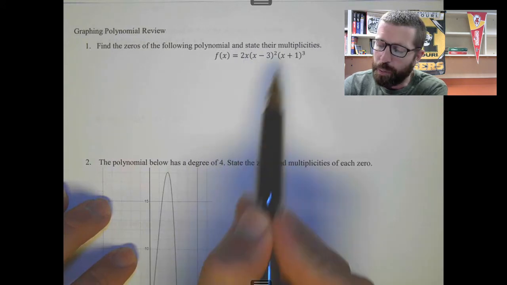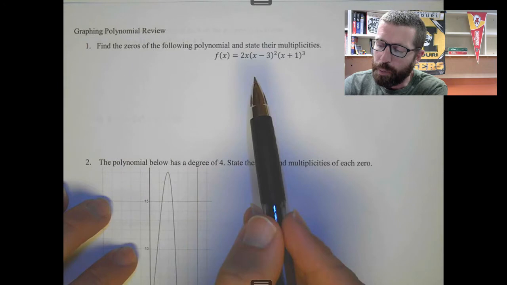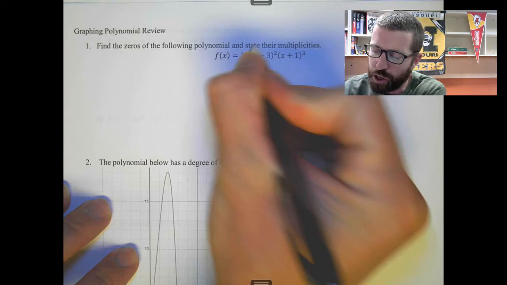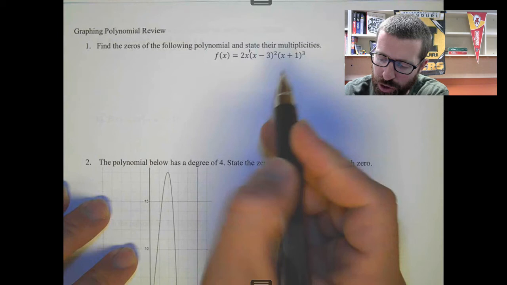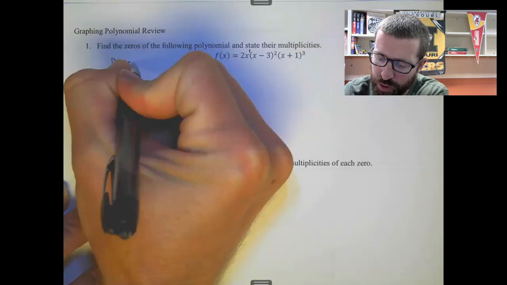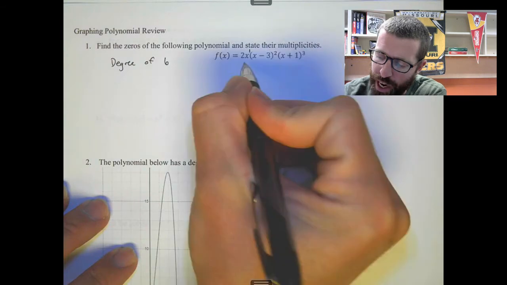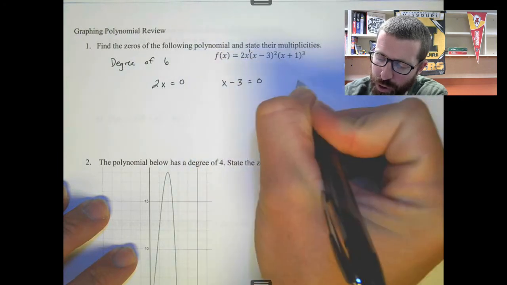We could also count the degree of this polynomial, because here we have an x to the first, this is x squared, and this is x cubed. Add all those together: 3 plus 2 is 5, plus 1 is 6. So this has a degree of 6. Then I can set each factor equal to 0 to find the zeros.